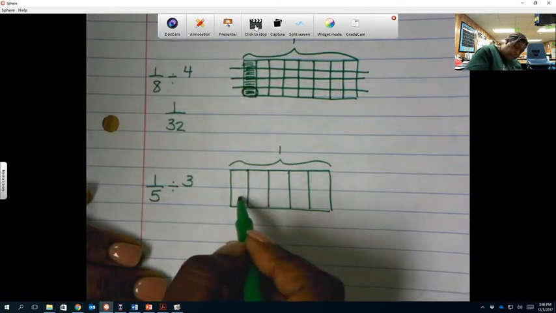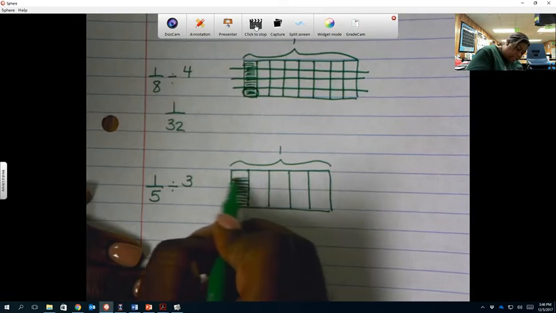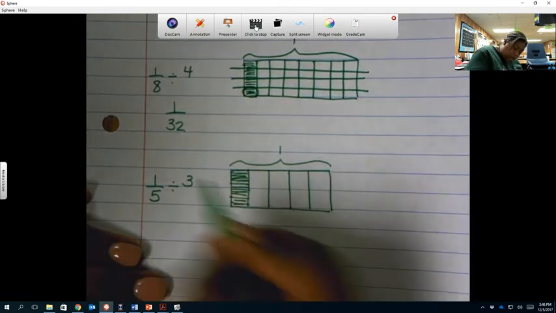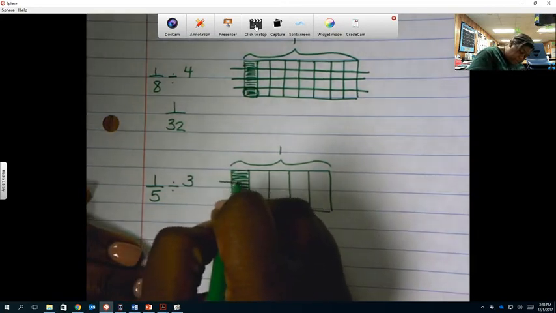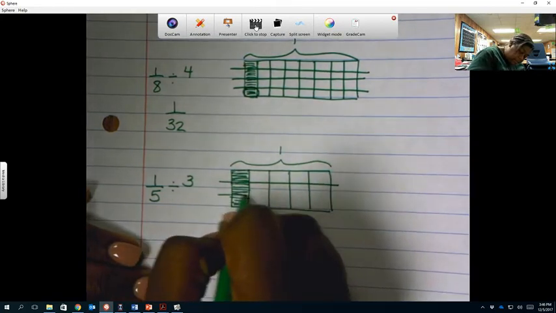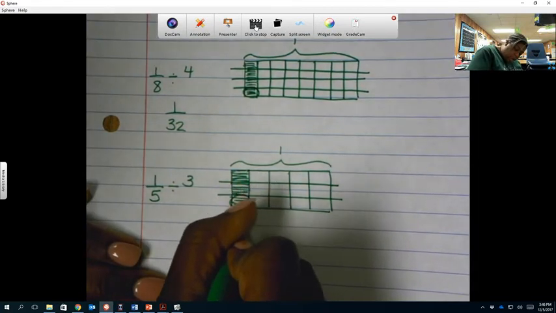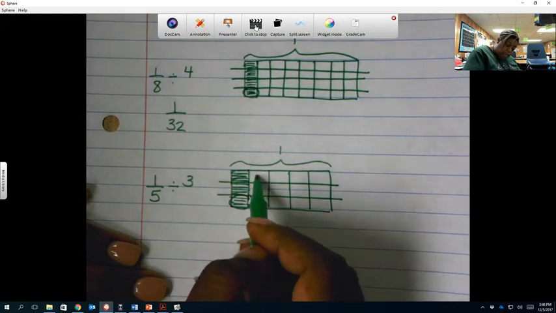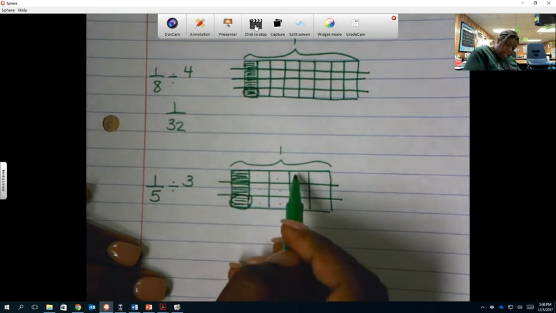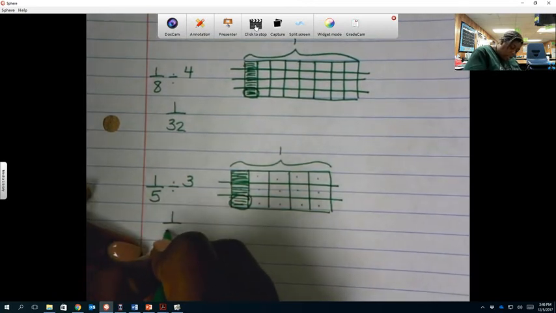So, there's my 5 parts. I'm going to shade in 1/5. Now I'm going to cut it into 3 equal pieces. And I'm asking how much is one of those pieces worth. Well, this is 1 out of 1, 2, 3, 4, 5, 6, 7, 8, 9, 10, 11, 12, 13, 14, 15. 1/15.